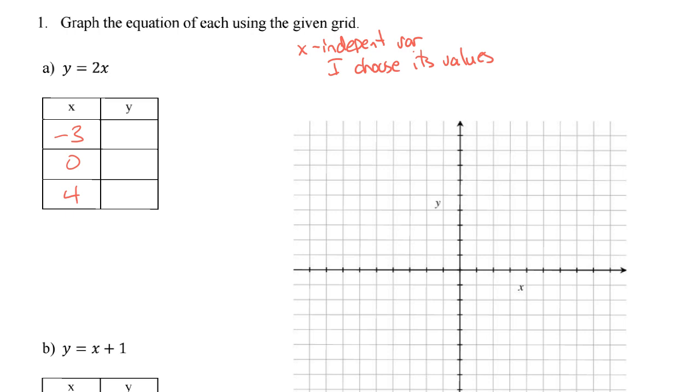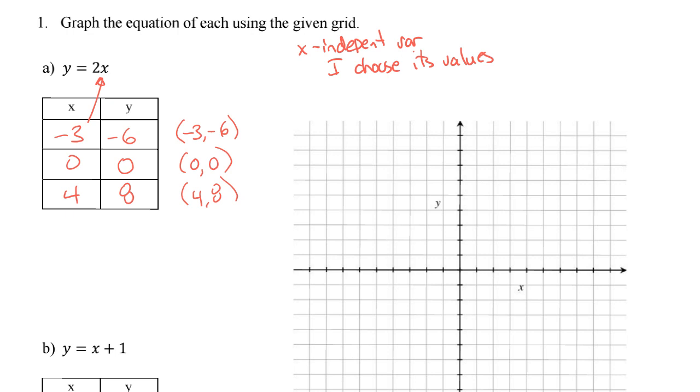If I plug those in for x here, I put it into the equation. 2 times x: 2 times -3 is -6. For this next point, if x is 0, 2 times 0 is 0. And for this next point, 2 times 4 is 8. So this is giving me a set of points: -3, -6, 0, 0, and the point 4, 8.